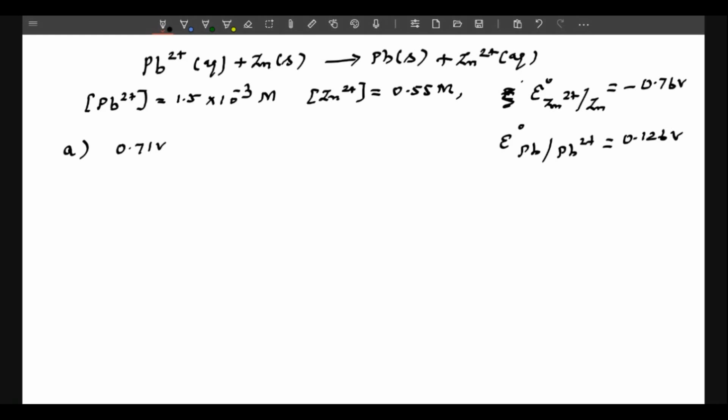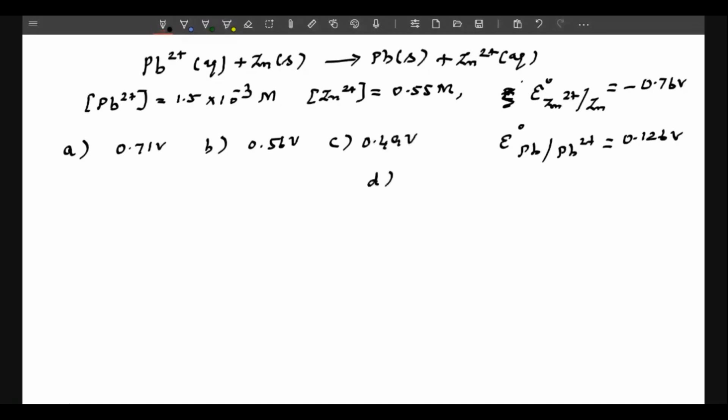Write that down, calculate. What is the EMF generated by this voltaic cell at 298 Kelvin? Temperature is not given. If temperature is not given, take it to be the standard state temperature. Okay, 0.71 volt, B, 0.56 volt, C, 0.49 volt, D, 0.79 volt.